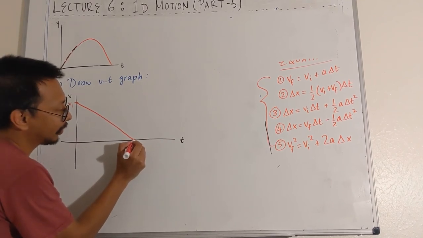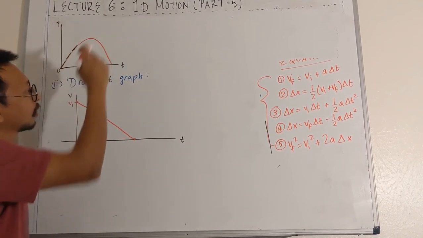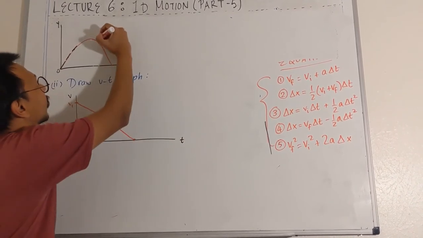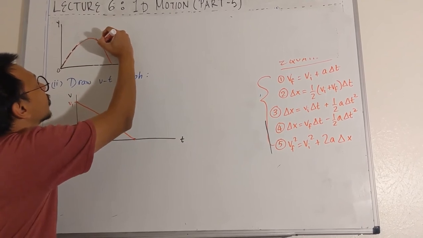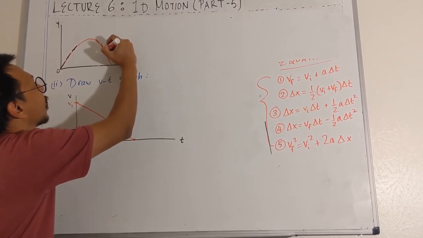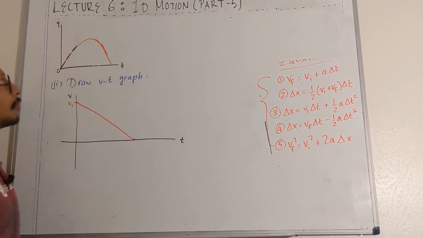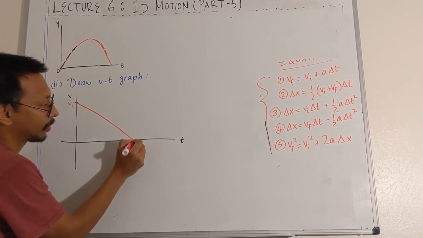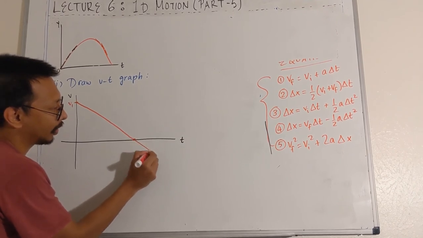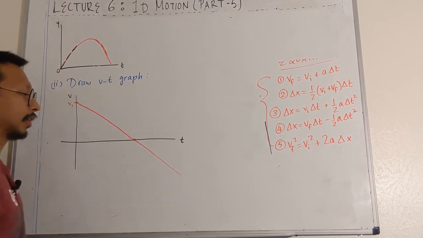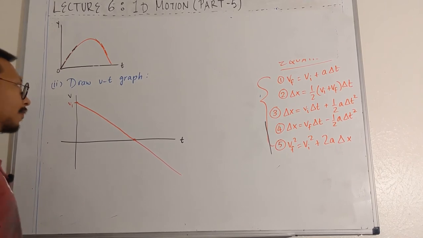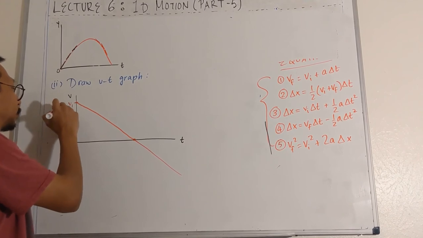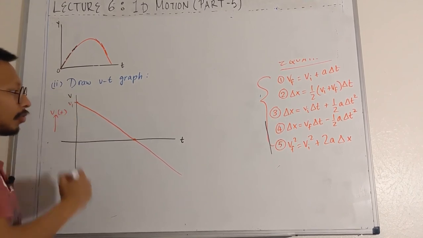As soon as it leaves the maximum height and turns back down, the velocity is increasing, right? If you draw tangents, you'll see that the tangents are actually getting steeper as the ball comes down. That means velocity is increasing in the negative direction. So we have velocity continuing from here but in the negative V direction. So V upward is positive, anything downward is negative.